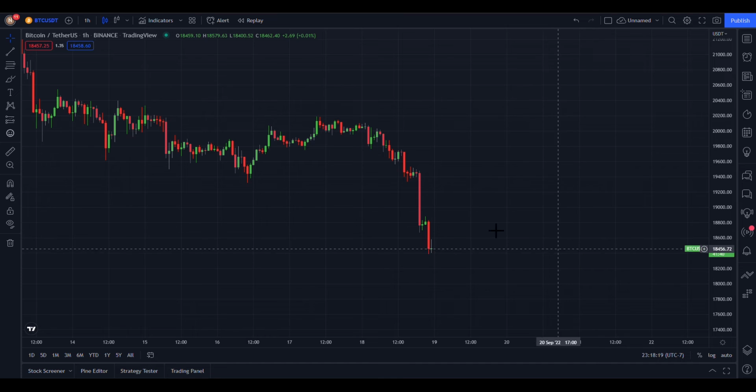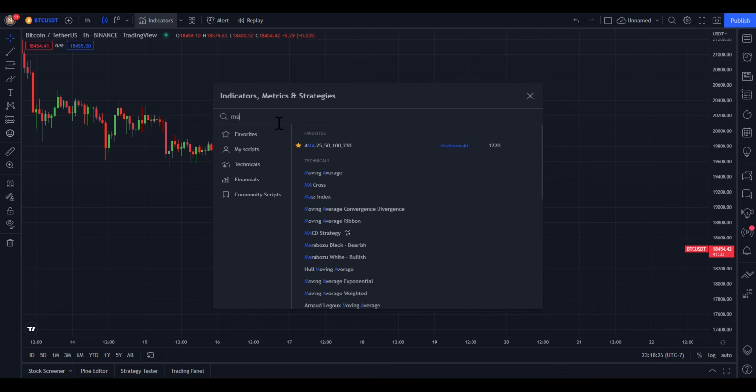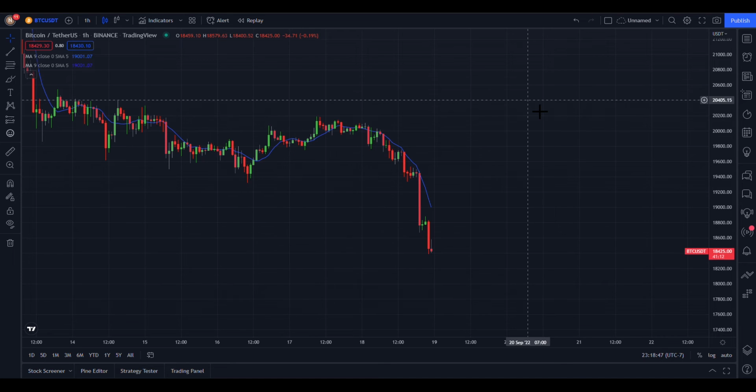Now, let's jump into the indicators part. Right here, search for MA, which is moving average. Click on moving average 2 times because we need 2 moving averages. Okay, done with the indicators. Now let's adjust the settings.